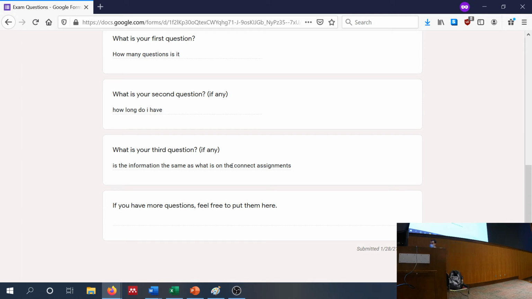To be honest with you, the Connect book is not a completed book yet. So I would say probably roughly 50-60% of it can be answered using the Connect assignments. Because the Connect assignments right now, I think they have 8 chapters done out of 14, and I think I only assigned 6 out of those 14. So some information will overlap, but probably not 100%.